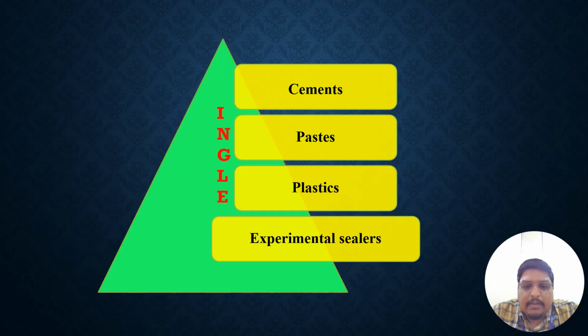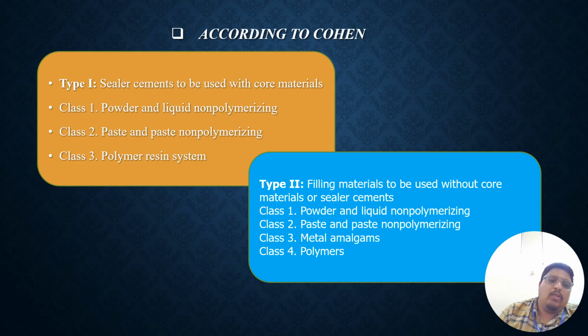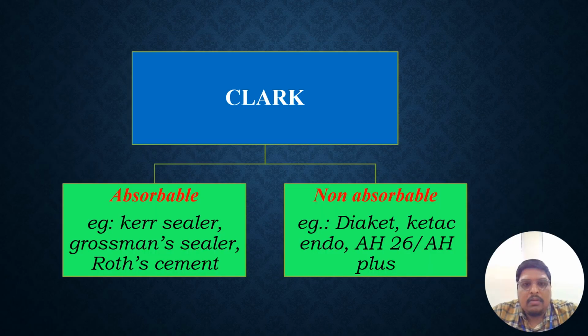Cement, paste, plastics and experimental sealers, according to Kogan, type 1: sealers used with the core material, powder and liquid, and polymerizing paste and paste, and the non-polymerizing, polymer resin system. Filling metals are used without core materials or sealer cements. Powder and liquid, non-polymerizing, paste and paste, non-polymerizing, metal, and the absorbable sealer, Grossman sealer, Rotek, and non-absorbable sealers: Diaket, Ketac, Endofill, AH26 and AH Plus.